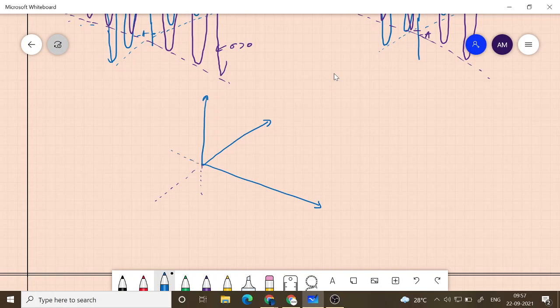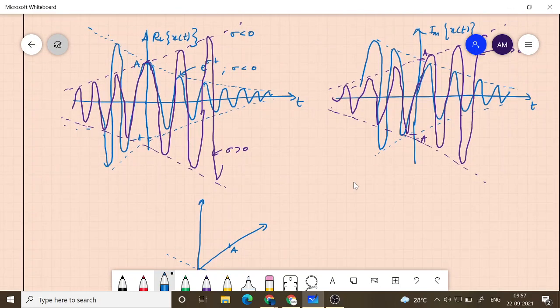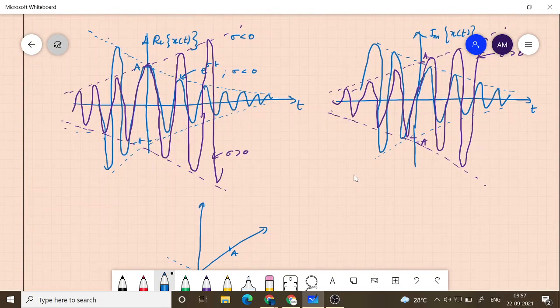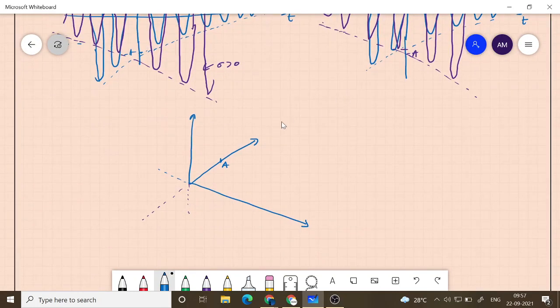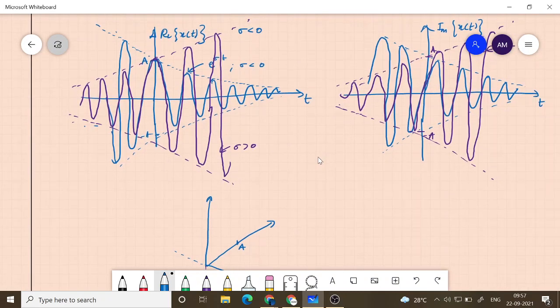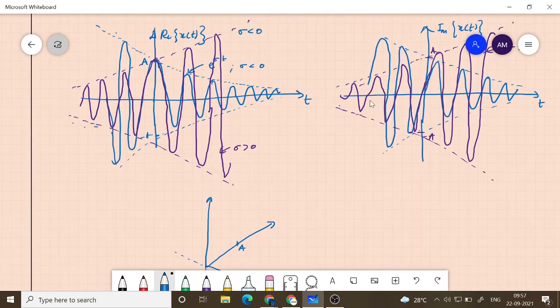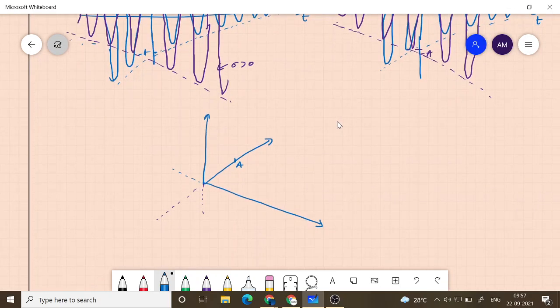So at t equal to 0 again, the point will be here, because you see that the envelope is actually passing through A at time t equal to 0, both real part and imaginary part. You can see that at t equal to 0 the real part is fully A and the imaginary part is 0. So that is why the vector will be oriented like this.